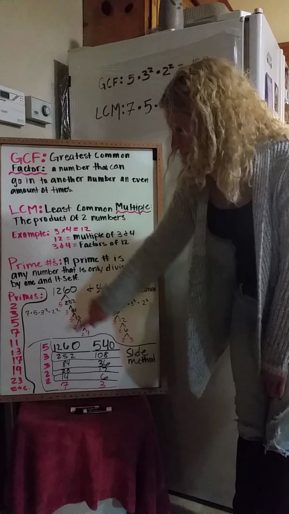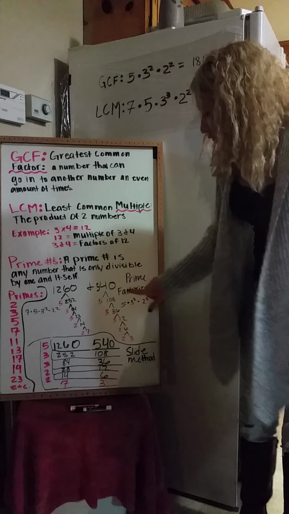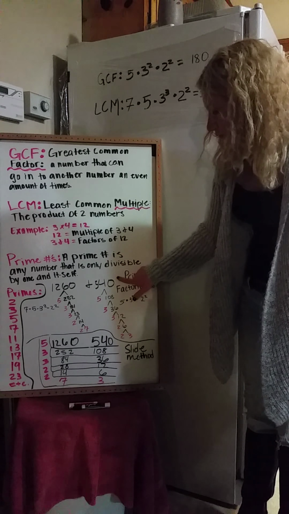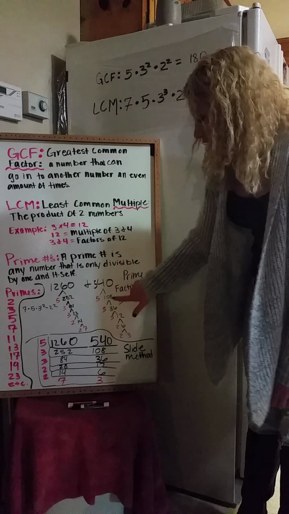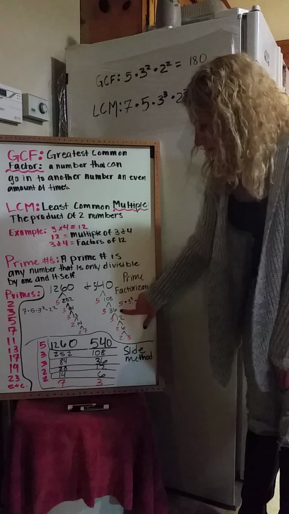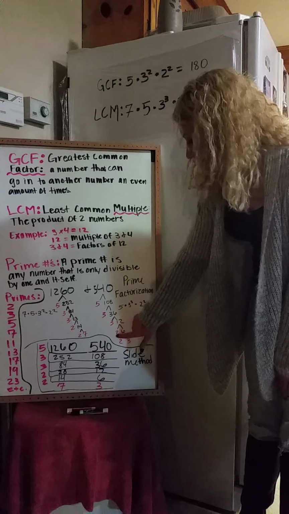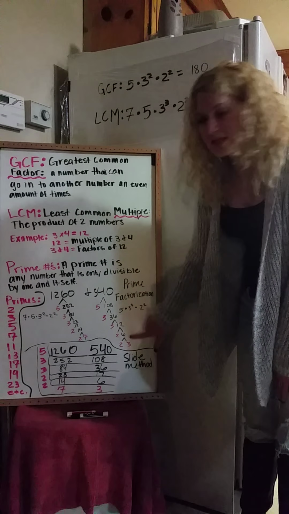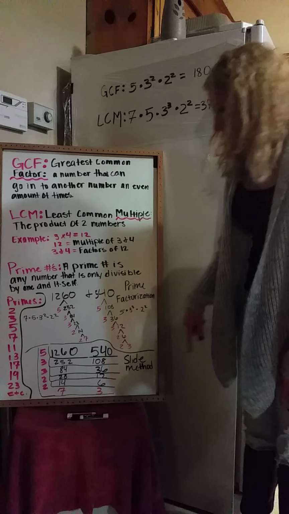So all of your prime numbers are in red and you end with two nice red prime numbers. For 540, 5 goes into 540 108 times. 3 goes into 108 36 times. 3 goes into 36 12 times. 2 goes into 12 6 times, and 2 goes into 6 3 times. So once again, we have all of our nice red prime numbers.